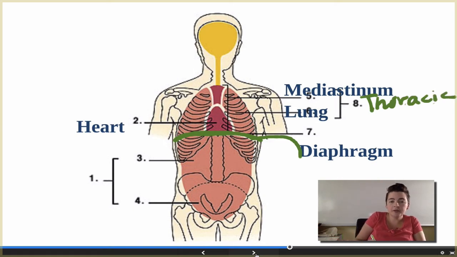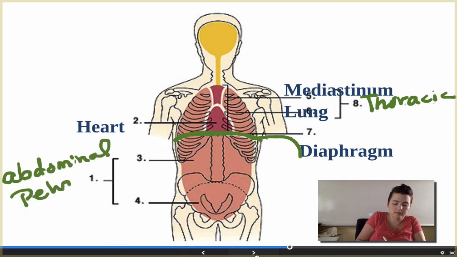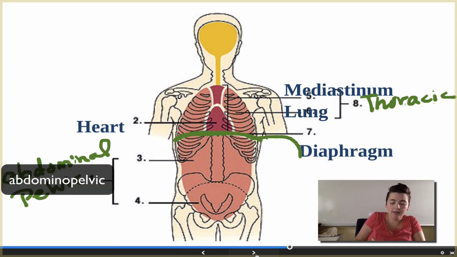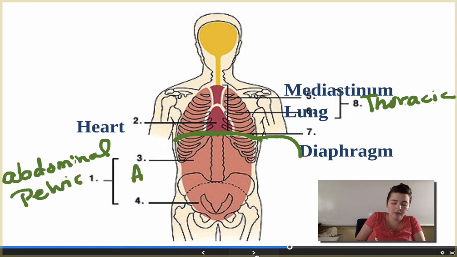Then if you go down below the diaphragm, we have the abdominopelvic. And that is one word. And then that can be broken down further into 2 different cavities, the top one being number 3, the abdominal, and number 4 being the pelvic.